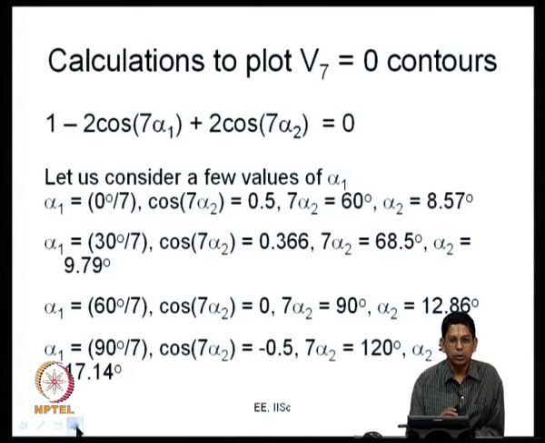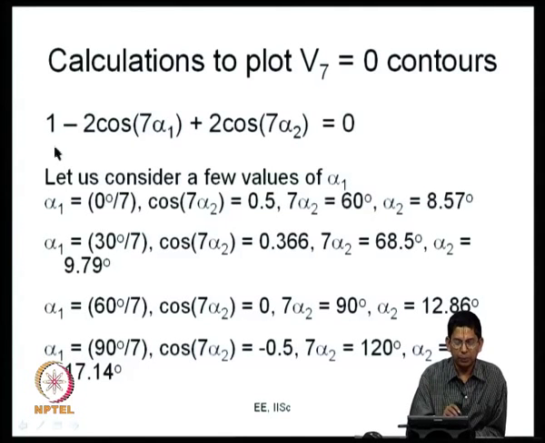If you follow a very similar kind of an approach that we followed earlier, now we can calculate and plot the V 7 is equal to 0 contour. How do we do that? The same way, you take 1 minus 2 cos 7 alpha 1 plus 2 cos 7 alpha 2 equal to 0, and feed values of alpha 1 and try to find out what the corresponding values of alpha 2 are.